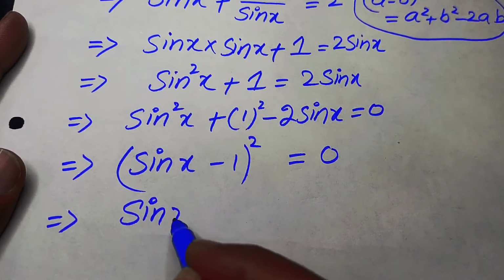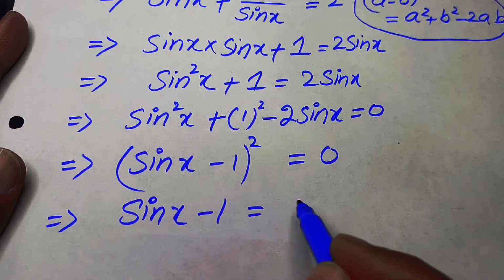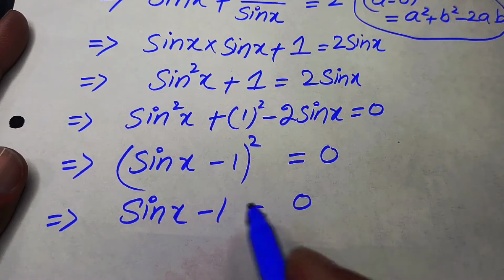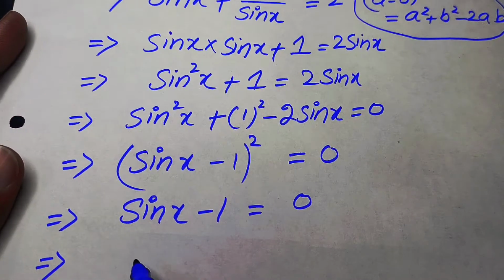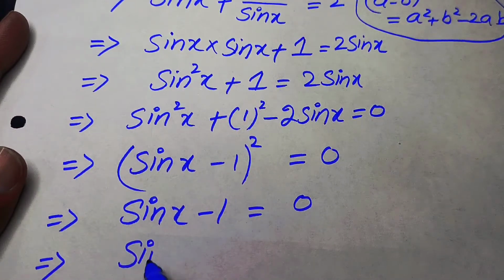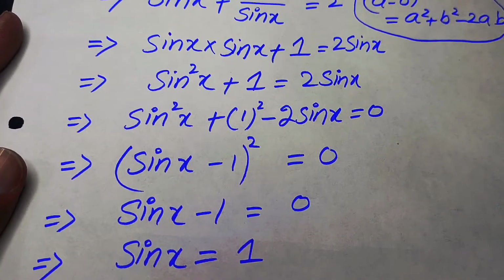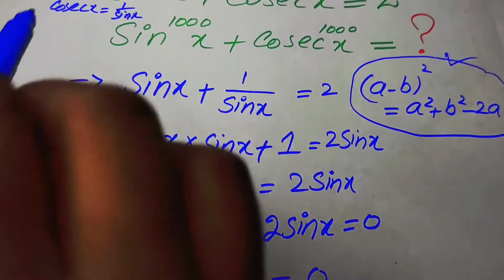So when we take the square root on both of the sides then we will obtain sine x minus 1 is equal to 0, and after that we rearrange the term and we will get the value of sine x is equal to 1. Okay, now we move towards our given claim.